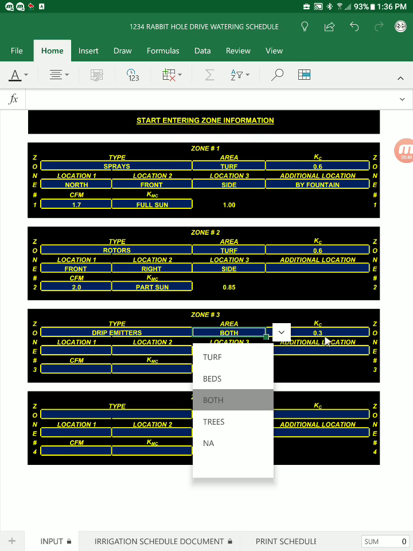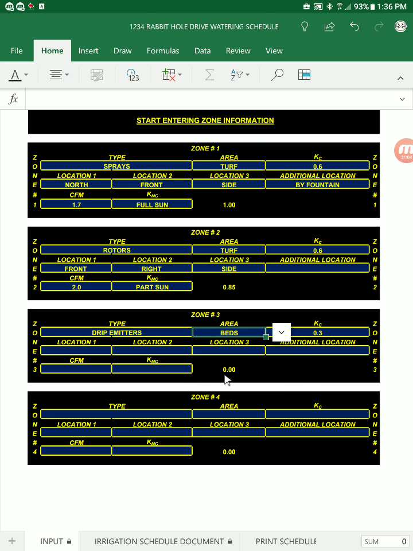Very seldom are you going to use beds and use a 0.8. You literally have to be dealing with annuals and flowers. You're almost always going to be a 0.5 on the KC on beds. So just FYI, the 0.8 is, how often do you have a customer that's got flats of annuals and stuff like that?